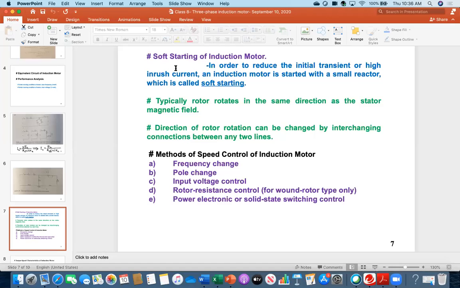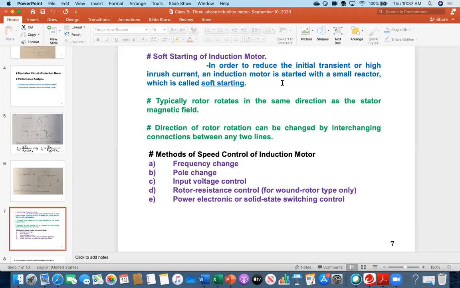One thing is called soft starting of induction motor. This is one concept. So what does that mean? In order to reduce the initial transient or high inrush current, an induction motor is started with a small reactor, which is called soft starting.